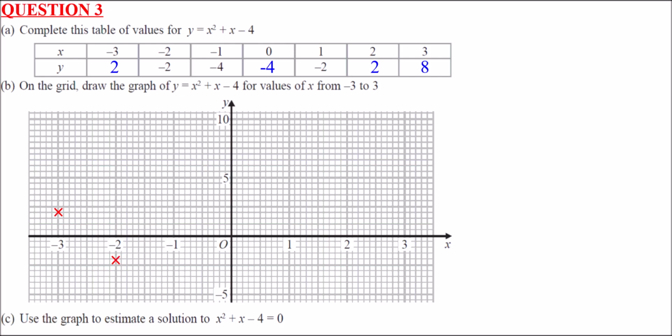The next one's -1, -4, like so. Then 0, -4, 1, -2, 2 and 2, and then finally 3 and 8.